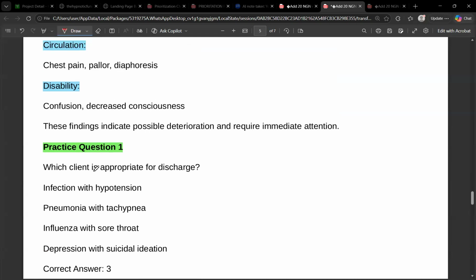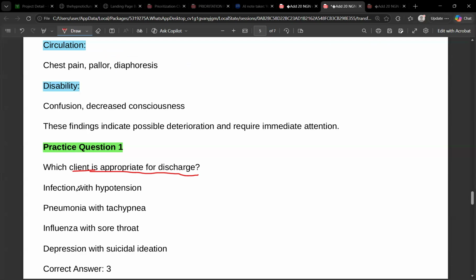Which client is appropriate for discharge? Here the keyword is: you need to select a client who is appropriate for discharge. The first option, infection with hypotension. Second option, pneumonia with tachypnea. Third option, influenza with sore throat. Last one, depression with suicidal ideation. So, which client is suitable for discharge?